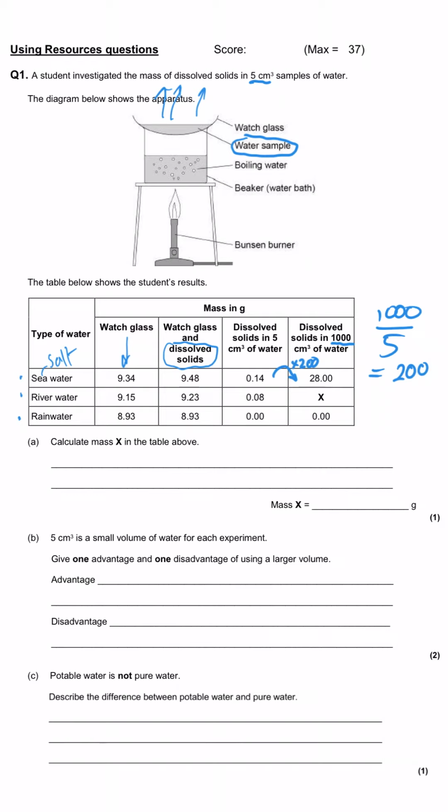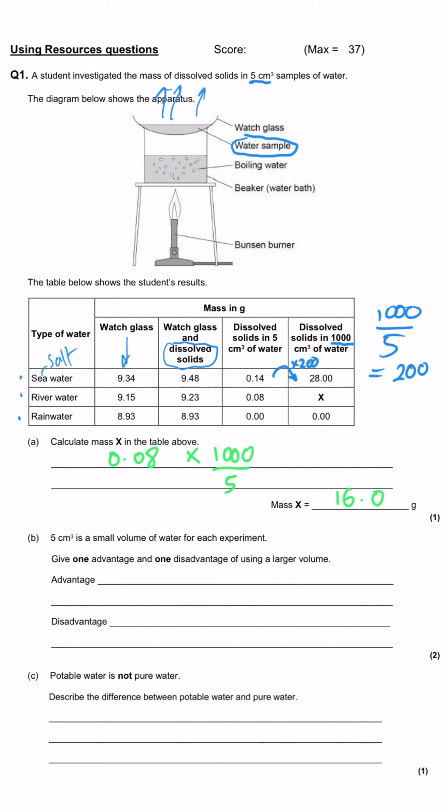And that's where we enter the first question, because we've been asked to calculate X, which from the table is this missing value that they haven't calculated. So we know that there are 0.08 grams of dissolved solid in 5 cm cubed, so we need to multiply that by 200, or really multiply it by 1,000 and divide it by 5, which of course is multiply it by 200, and that will then give us our final answer of 16.0 grams, which is all we need to do to get our 1 mark.